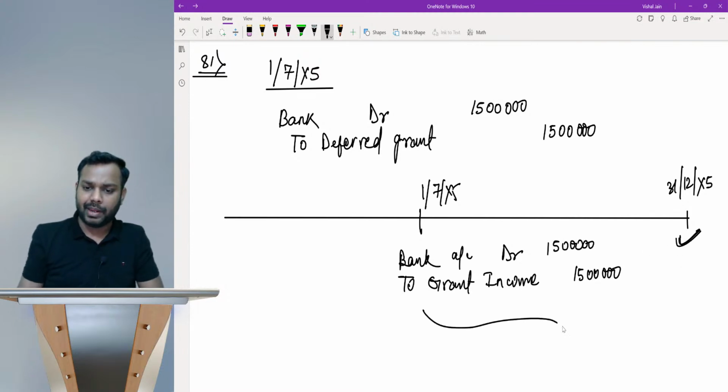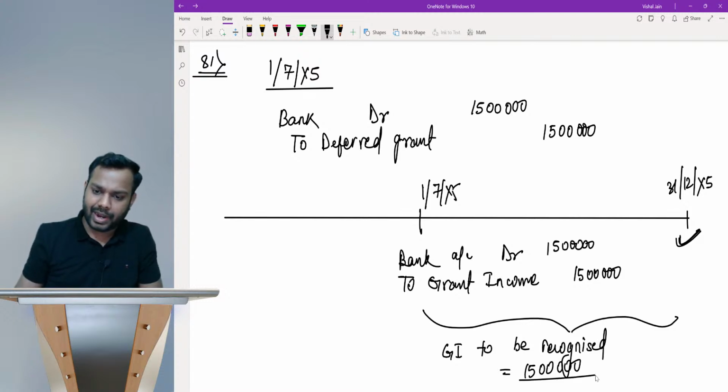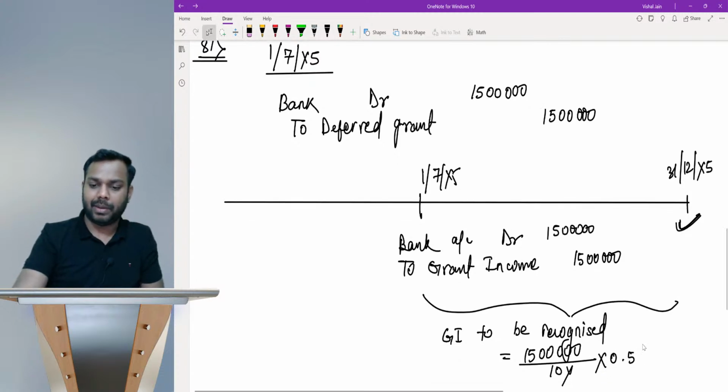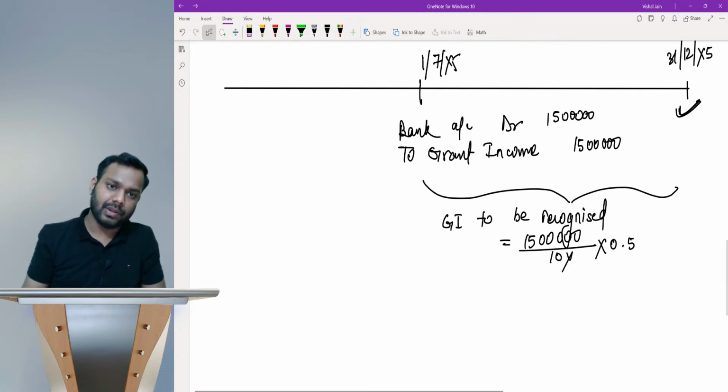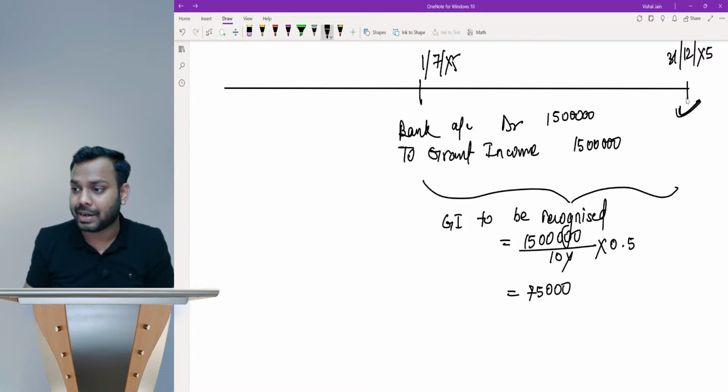Tell me, during this period, what is the amount of deferred grant that will be recognized as an income? Grant income to be recognized. Tell me. Grant income to be recognized is 15,000 divided by 10 years, the life of the asset, multiplied by 0.5 year that has already passed, right? Meaning thereby, what is the amount? That is 75,000. The amount that is recognized as a grant income is 75,000. Till here, 75,000 was supposed to be recognized as a grant income.